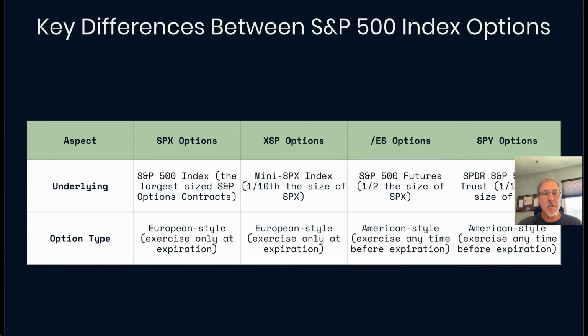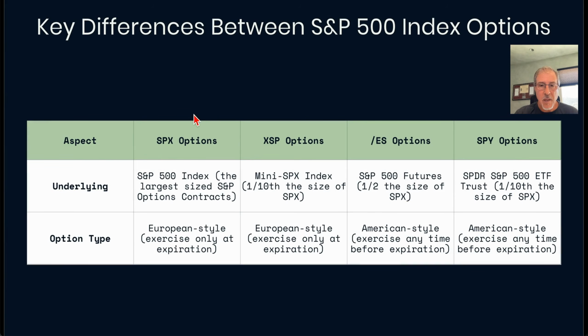Now I want to look at some other key differences. So the next few slides, we're going to look at SPX options, XSP, ES, and SPY. What we're looking at here is that the S&P 500 index, SPX, is the largest size options contract that you can trade. And these are European style. They only get exercised at expiration. The XSP is 1/10 of the size of SPX, as we've already seen. Again, European style, only exercised at expiration.